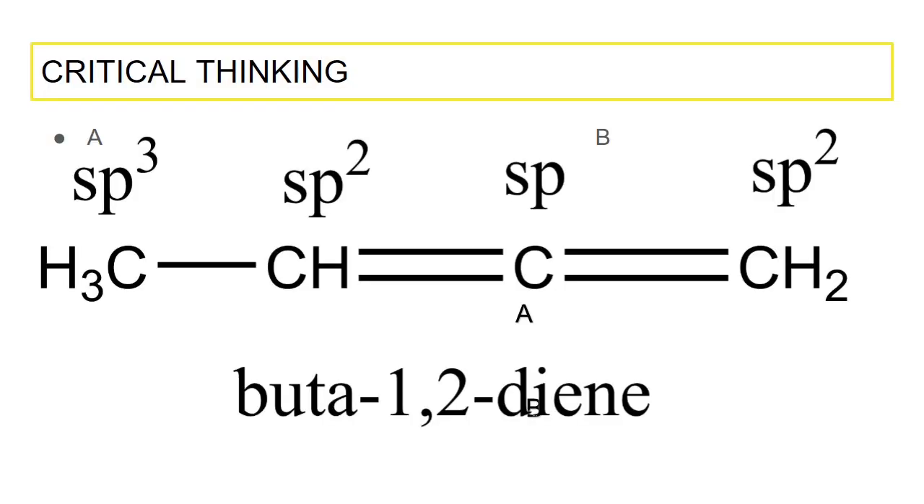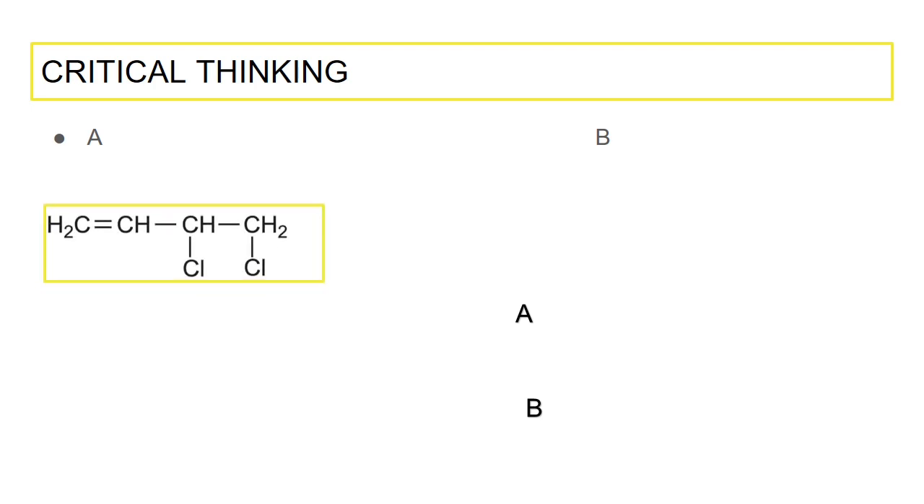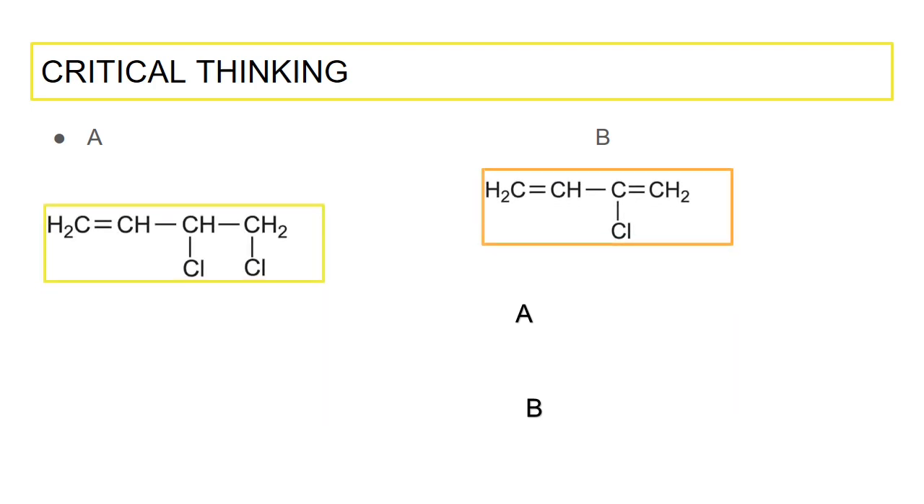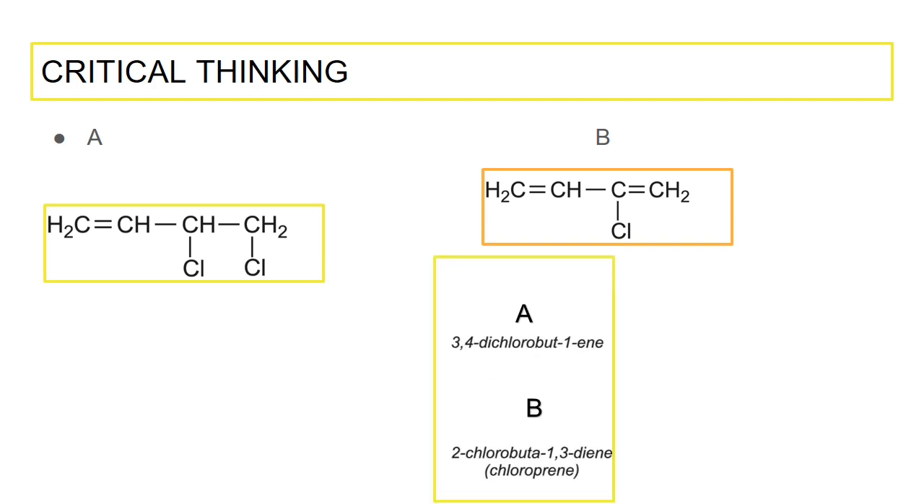Okay, let's consider this question here too. You have two structures, structure A and structure B. You have to name structure A and structure B. So pause this video and try to name them. Okay, here you have your answer. Structure A is 3,4-dichlorobut-1-ene, while structure B is 2-chlorobuta-1,3-diene.